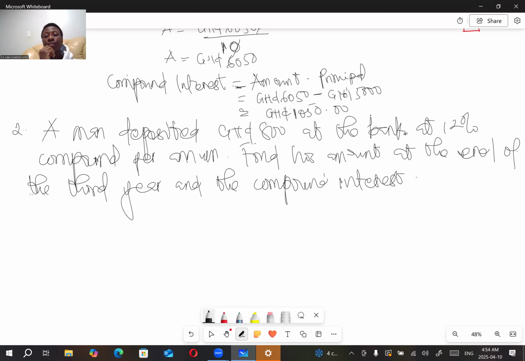So this question wants you to find out the amount. All the time, know what you've been asked to do. I want you to find the amount at the end of the third year, and the compound interest. So use the formula, okay? And let me know what you're getting. Your answer must be the same as what we solved together the other time.